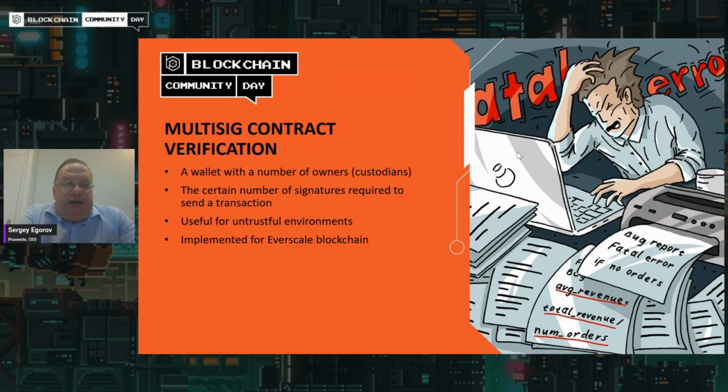What is a multi-sig contract? Basically, it's just a wallet. It's just a blockchain wallet based on a smart contract with a few signatures required. It can be used, for example, if we have a few owners of some company and there is no full trust between them, and to do any spending, you need to get, for example, 2 or 3 signatures.